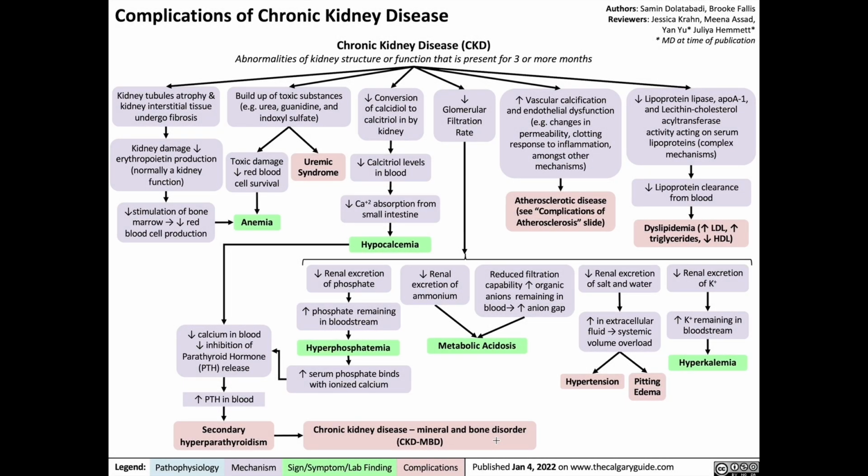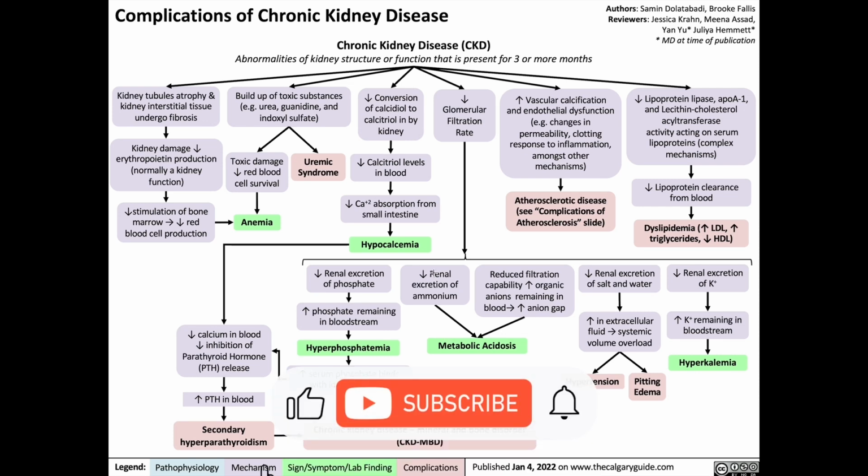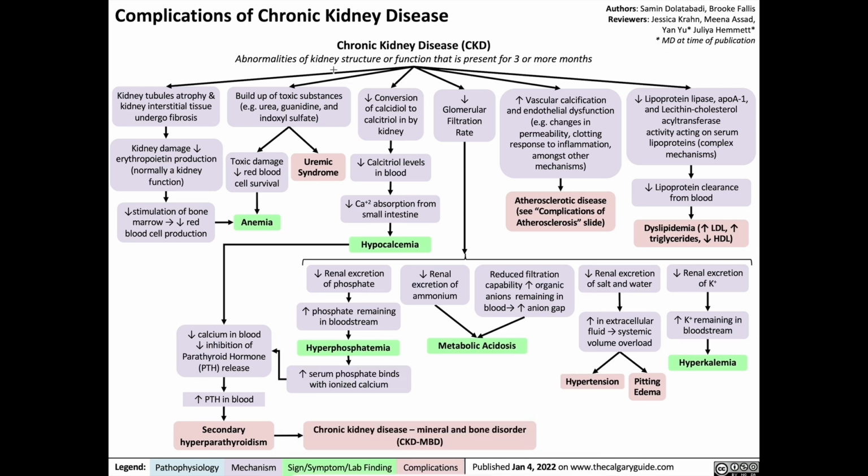Today we're talking about the complications of chronic kidney disease. Chronic kidney disease represents an abnormality of kidney structure or function that is present for 3 or more months. In chronic kidney disease, many things can happen.